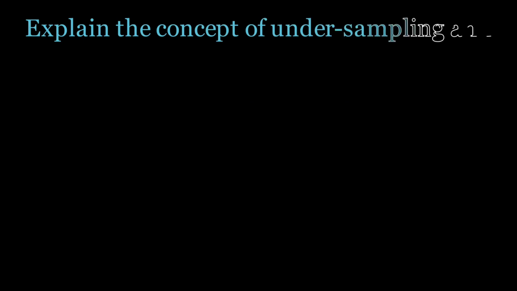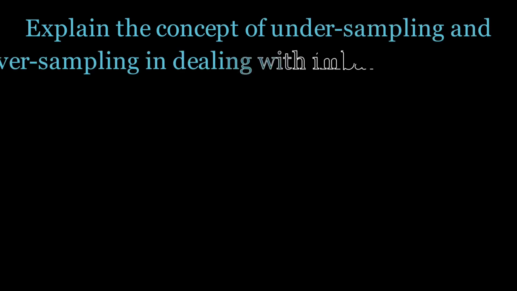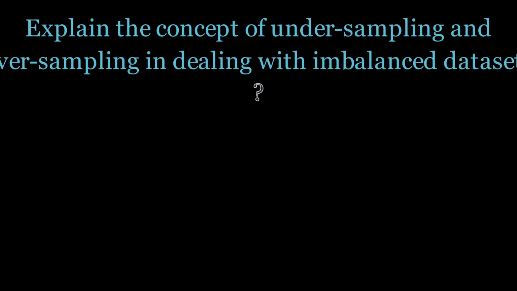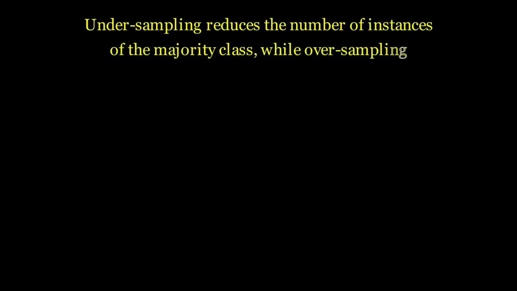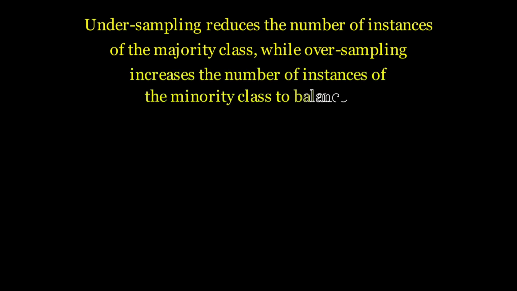Explain the concept of undersampling and oversampling in dealing with imbalanced datasets. Undersampling reduces the number of instances of the majority class, while oversampling increases the number of instances of the minority class to balance the dataset.